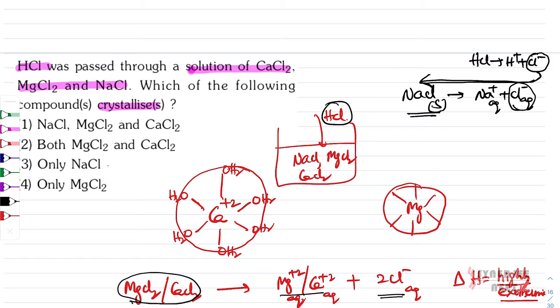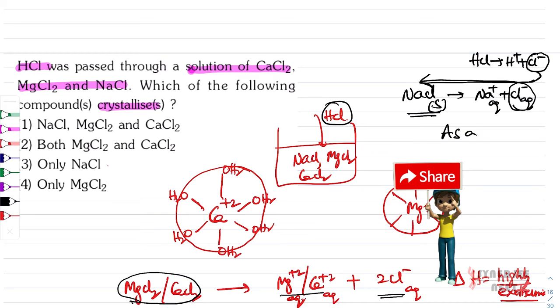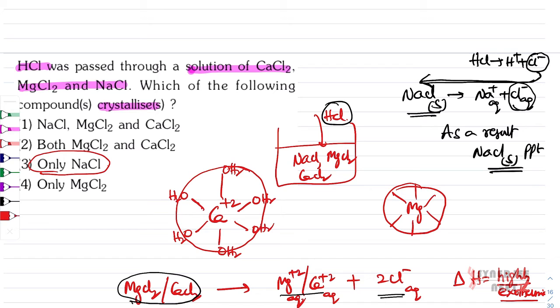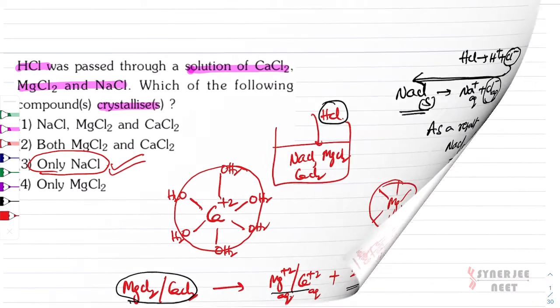And among NaCl, MgCl2 and calcium chloride, calcium and magnesium chlorides are more soluble, therefore they do not experience much of this effect. NaCl, being a relatively less soluble compound, gets this impact due to the common ion effect. Therefore, as a result, NaCl will precipitate as a solid. So here which option is matching? NaCl will be precipitating. This is the right option for this one.